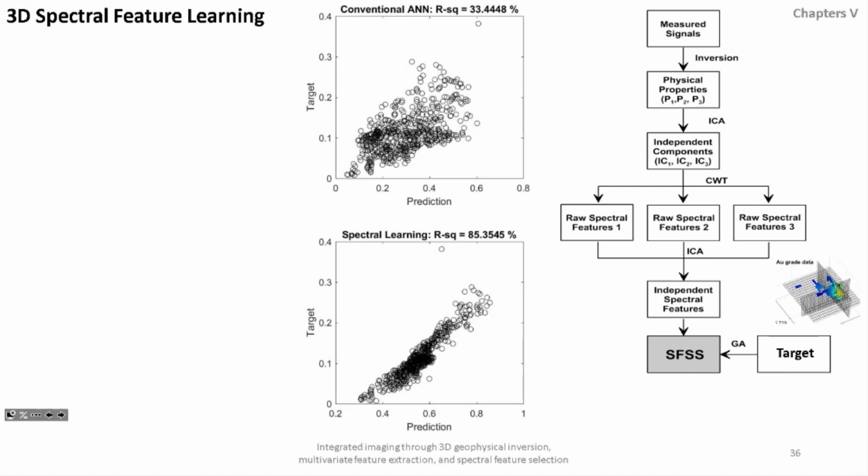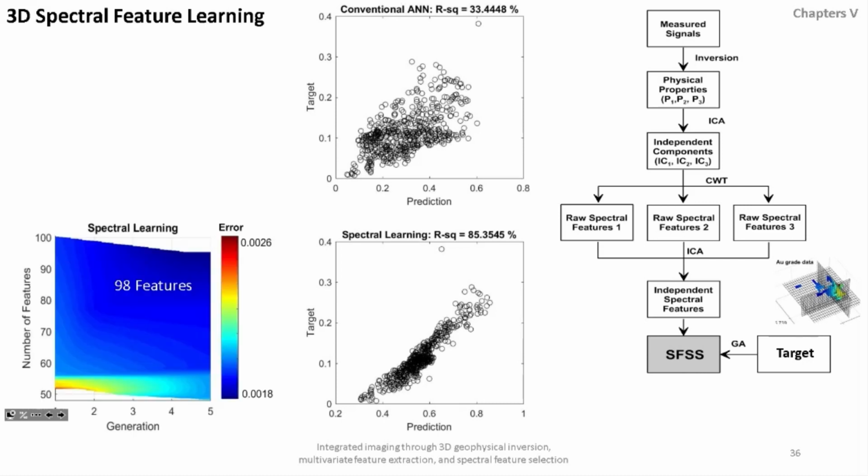70% of the targets are used for training. 25% of them are kept randomly for training evaluation, and 5% of them, the non-informed ones, are also kept for testing. As can be seen, the spectral learning is much more efficient than a conventional neural network, 85% compared to 33%.